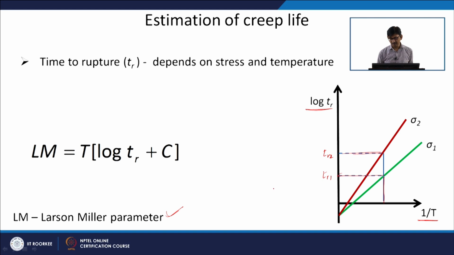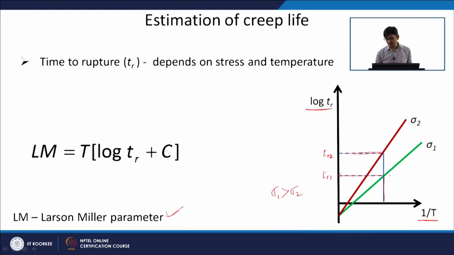So, from here I can tell you that sigma 1 is more than sigma 2, because my time to rupture is reducing as a function of stress. So, sigma 1 is more than sigma 2. If you have an even lower sigma value, the creep life will increase. Or if I change the temperature, suppose for the same stress, if I reduce the temperature, if 1 by T is increasing in this direction, the temperature I am reducing in this direction. So, if I reduce the temperature, you can again see that my creep life has increased. So, reduction in stress and reduction in temperature is going to increase your creep life, in general.